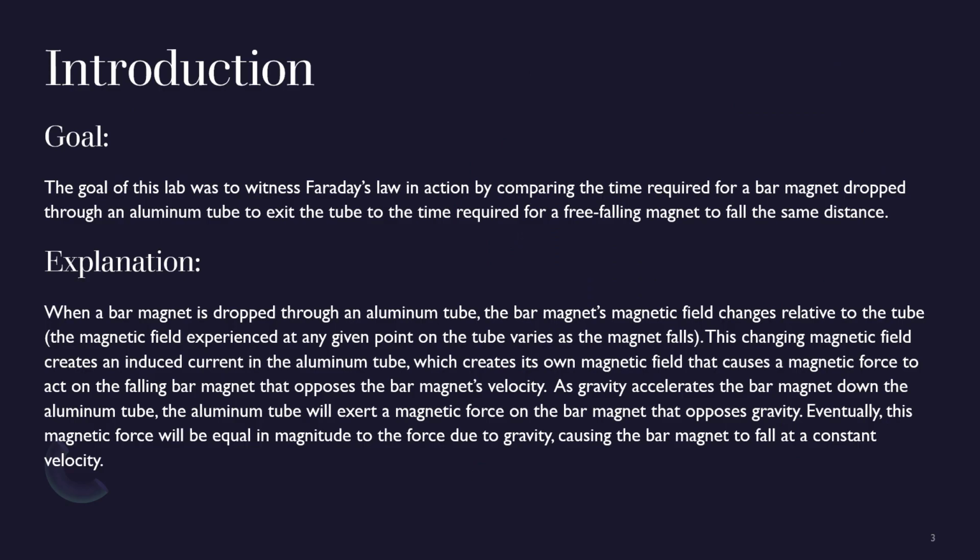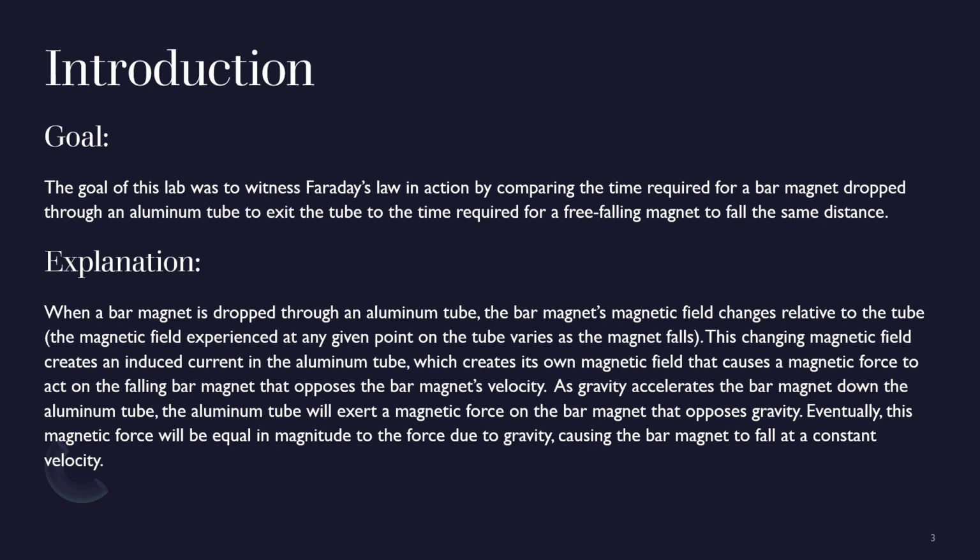The goal of this lab was to witness Faraday's law in action by comparing the time required for a bar magnet dropped through an aluminum tube to exit the tube to the time required for a free-falling magnet to fall the same distance. When a bar magnet is dropped through an aluminum tube, the bar magnet's magnetic field changes relative to the tube. The magnetic field experienced at any given point on the tube varies as the magnet falls. This changing magnetic field creates an induced current in the aluminum tube, which creates its own magnetic field that causes a magnetic force to act on the falling bar magnet that opposes the bar magnet's velocity.